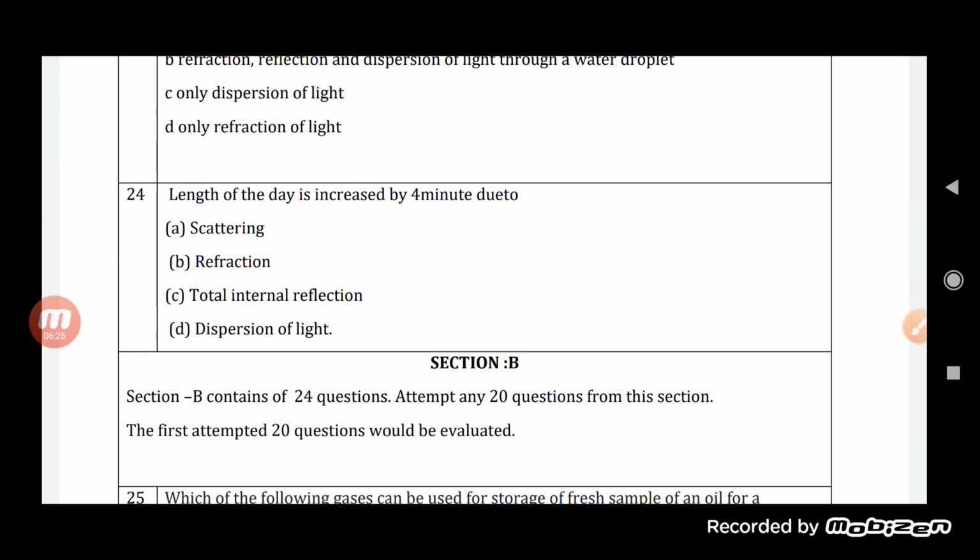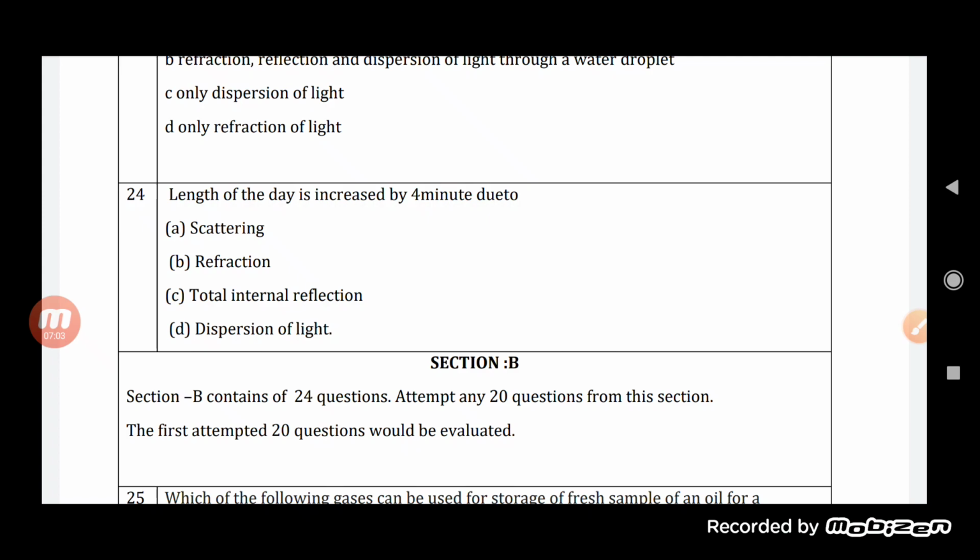Now, the length of the day is increased by 4 minutes. Obviously the length of the day increases since the sun is there, and at sunrise and sunset we can see the sun 10 minutes before it rises, and even 2 minutes after the sunset occurred. So when you look at the total difference, it comes out as 4 minutes. So according to that, the length of the day has increased by 4 minutes.